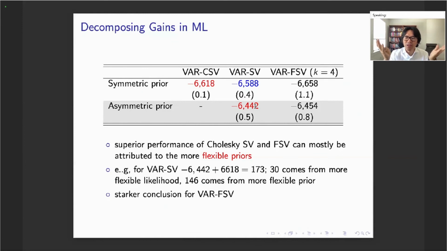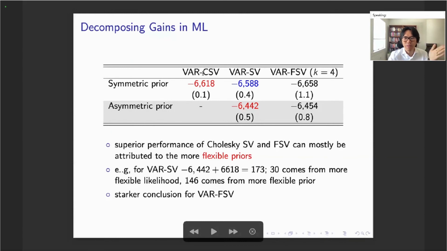But we don't know whether it's because of the likelihood or because of the prior. Because the common SV doesn't allow you to have cross-variable shrinkage, right? So here I add another version of the Cholesky SV that restricts the kappa to be the same. Kappa 1 equals kappa 2, turning off the cross-variable shrinkage. Now if I compare these two, it's a more fair comparison. Now my priors are more comparable. It's just that the difference is the likelihood.